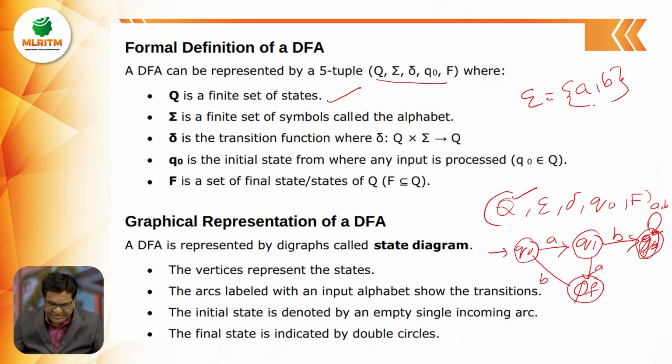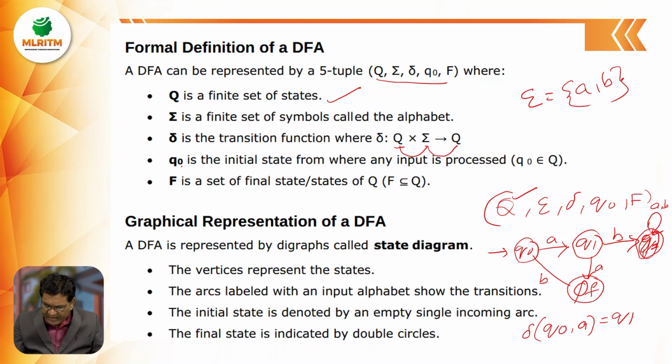And what is the transition function? Q cross sigma goes to Q. It means the current state with the current input goes to the next state. It means there is only one path from the current state to the next state, or it generates only one next state. Here, delta of Q naught comma A goes to Q1. There is only one path from the current state to the next state. That is Q cross sigma tends to Q.